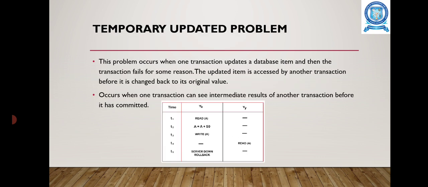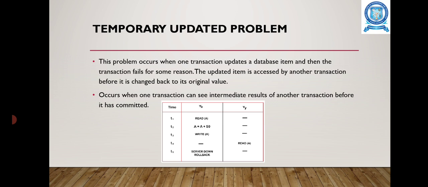Next problem is the temporary update problem. This problem occurs when one transaction updates a database item and then the transaction fails for some reason. Then the updated item is accessed by another transaction before it is changed back to its original value. It occurs when one transaction can see the intermediate result of another transaction before it has committed. This is an example for temporary update.